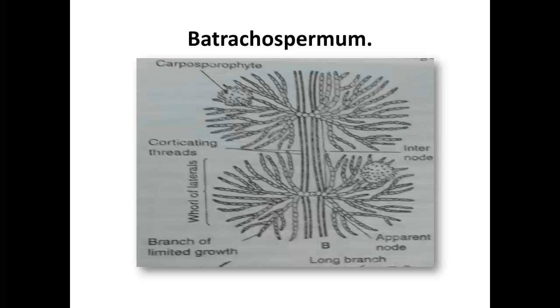Now see the diagram or specimen of Batrachospermum. There is the presence of nodes and internodes, and the branches are of two types, branches of limited growth and branches of unlimited growth. Then the corticating threads are also present on the main axis.